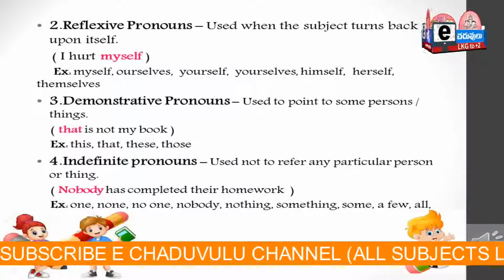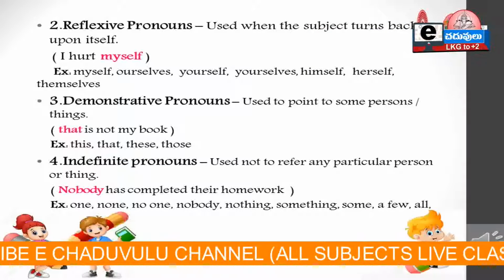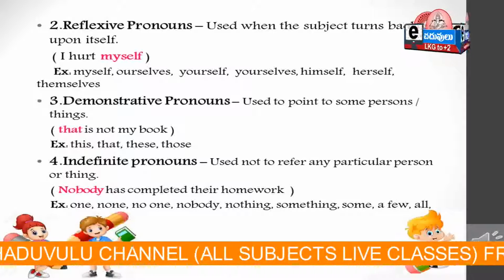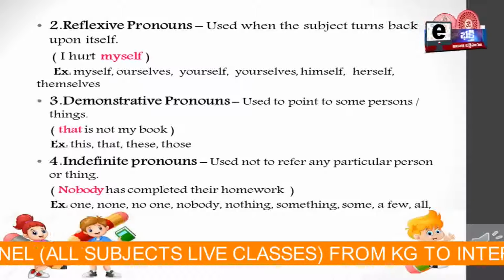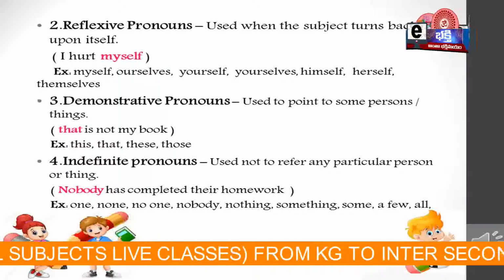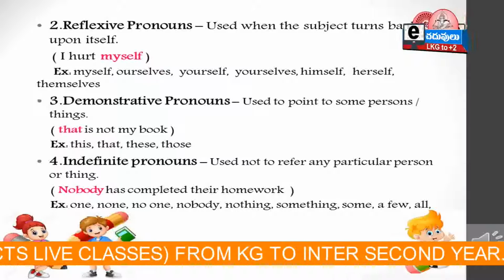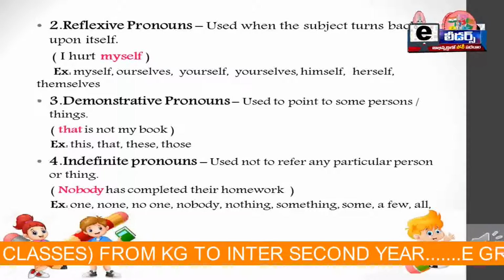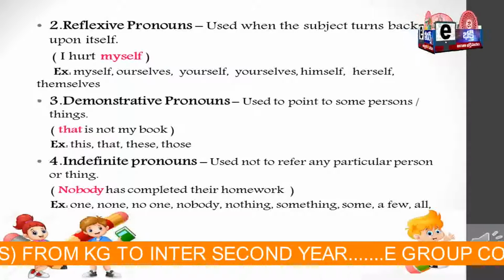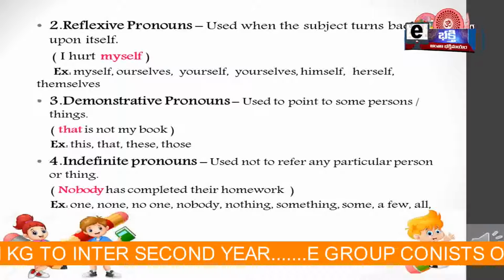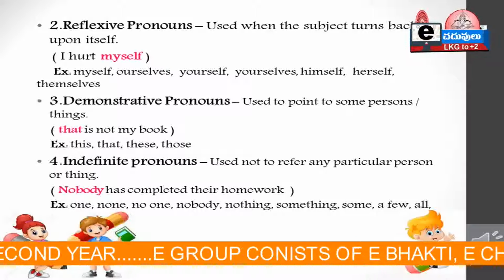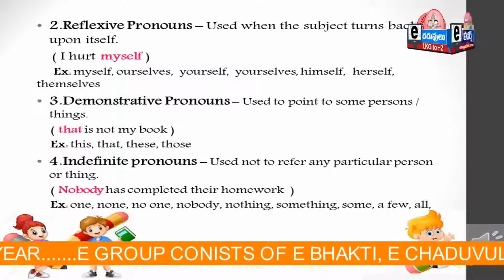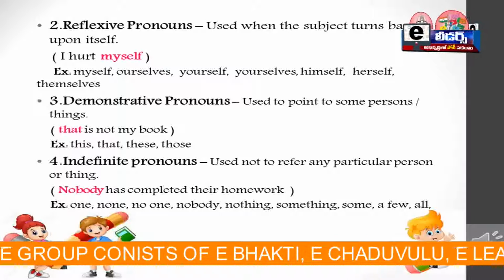The second type of pronouns is reflexive pronouns, which are used when the subject turns back upon itself. Like in the example, I hurt myself. Now here I is a personal pronoun and its reflexive pronoun is myself. So the examples of reflexive pronouns are myself, ourselves, yourself, yourselves, himself, herself, themselves.